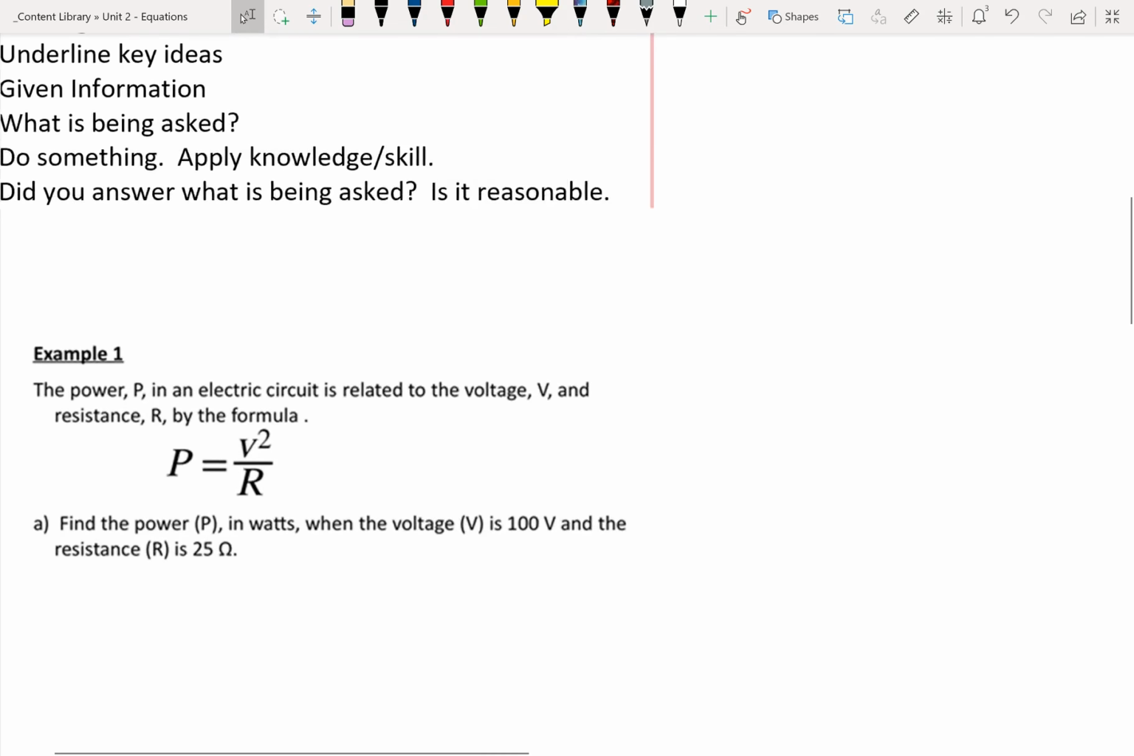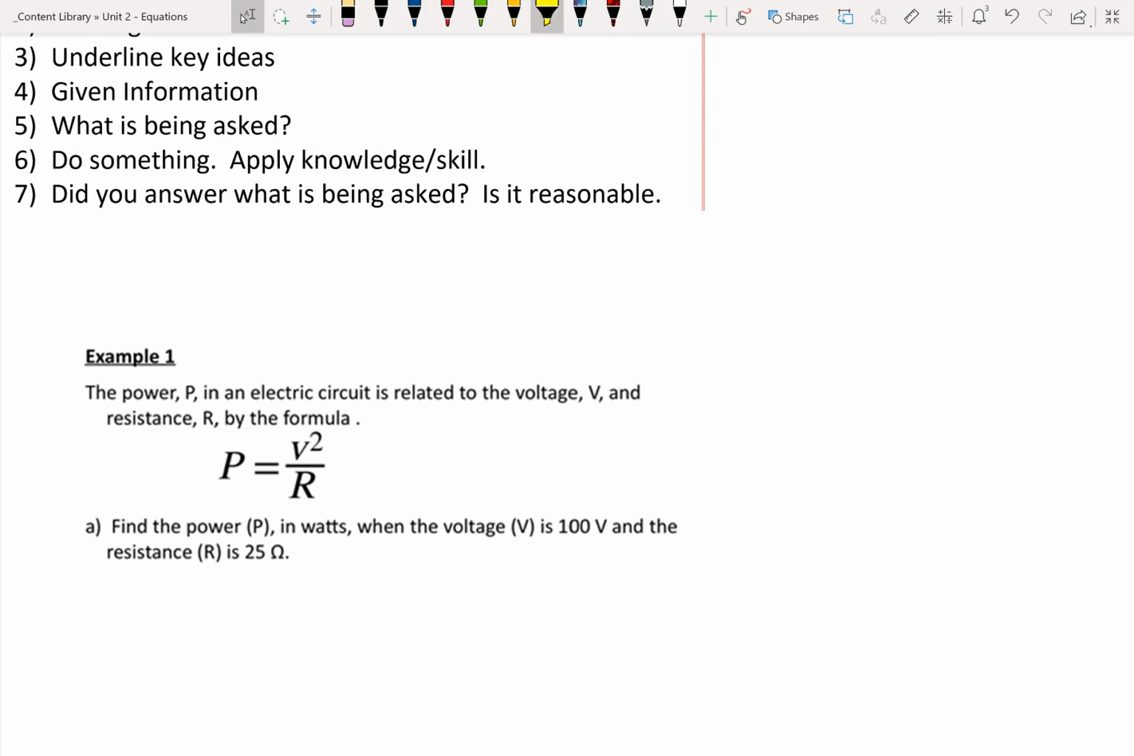In our first example, we want to find: the power P in an electric circuit is related to voltage V and resistance R by the following formula: P equals V squared divided by R. And in A, we want to find the power P in watts when the voltage V is 100 volts and the resistance R is 25 ohms.